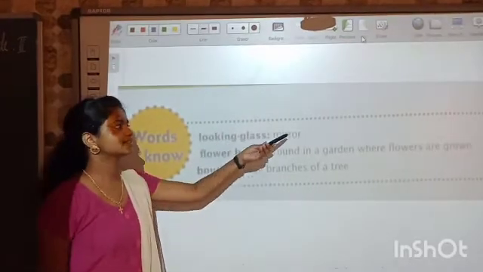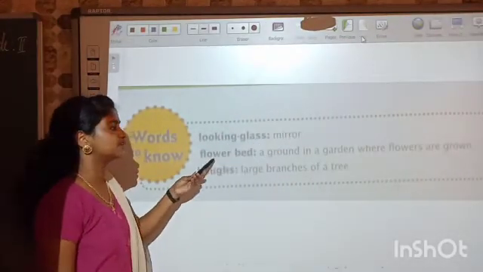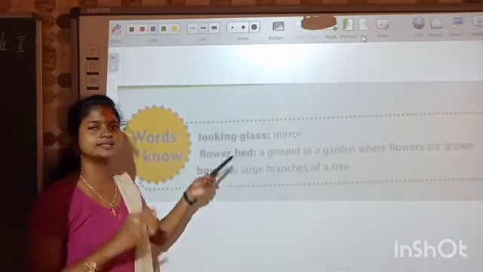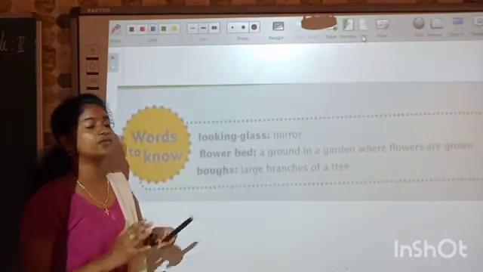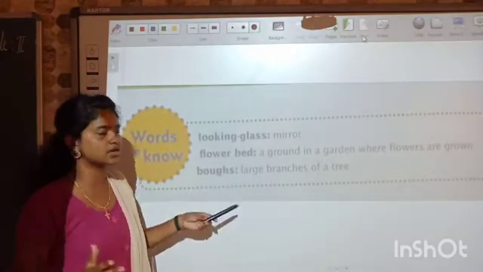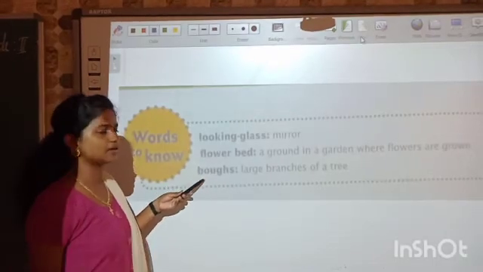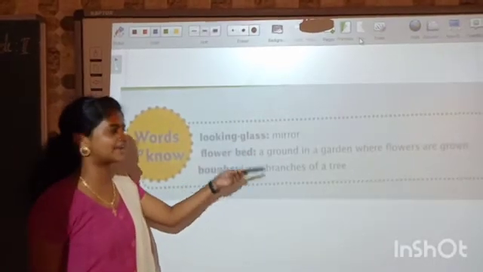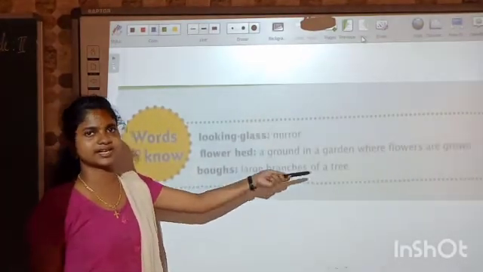Three synonyms given for you. Looking glass, mirror. Flower bed, a ground in a garden where flowers are grown. Boughs, large branches of a tree. Okay, my dear children, read the story carefully, underline the hard words, and write the meanings for those hard words.